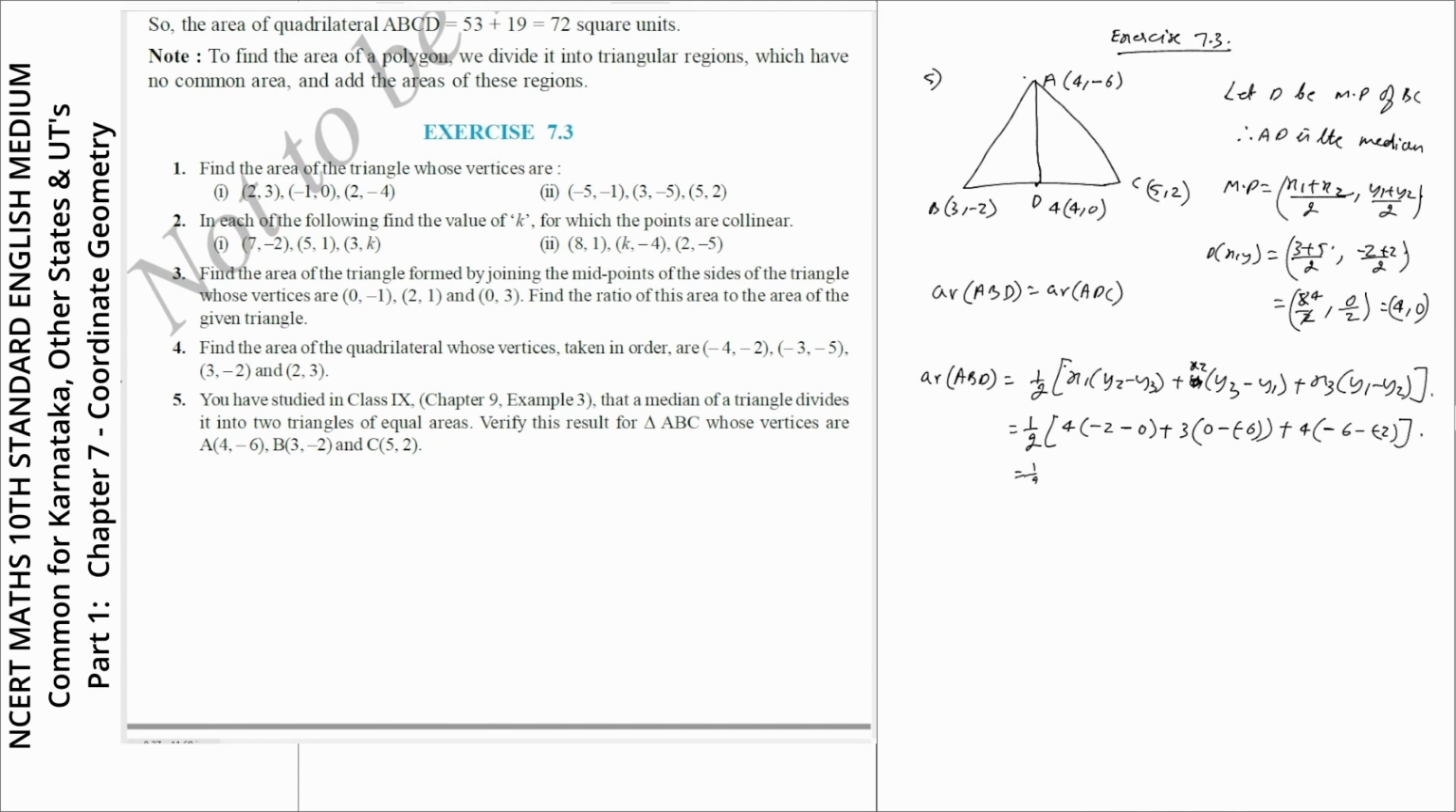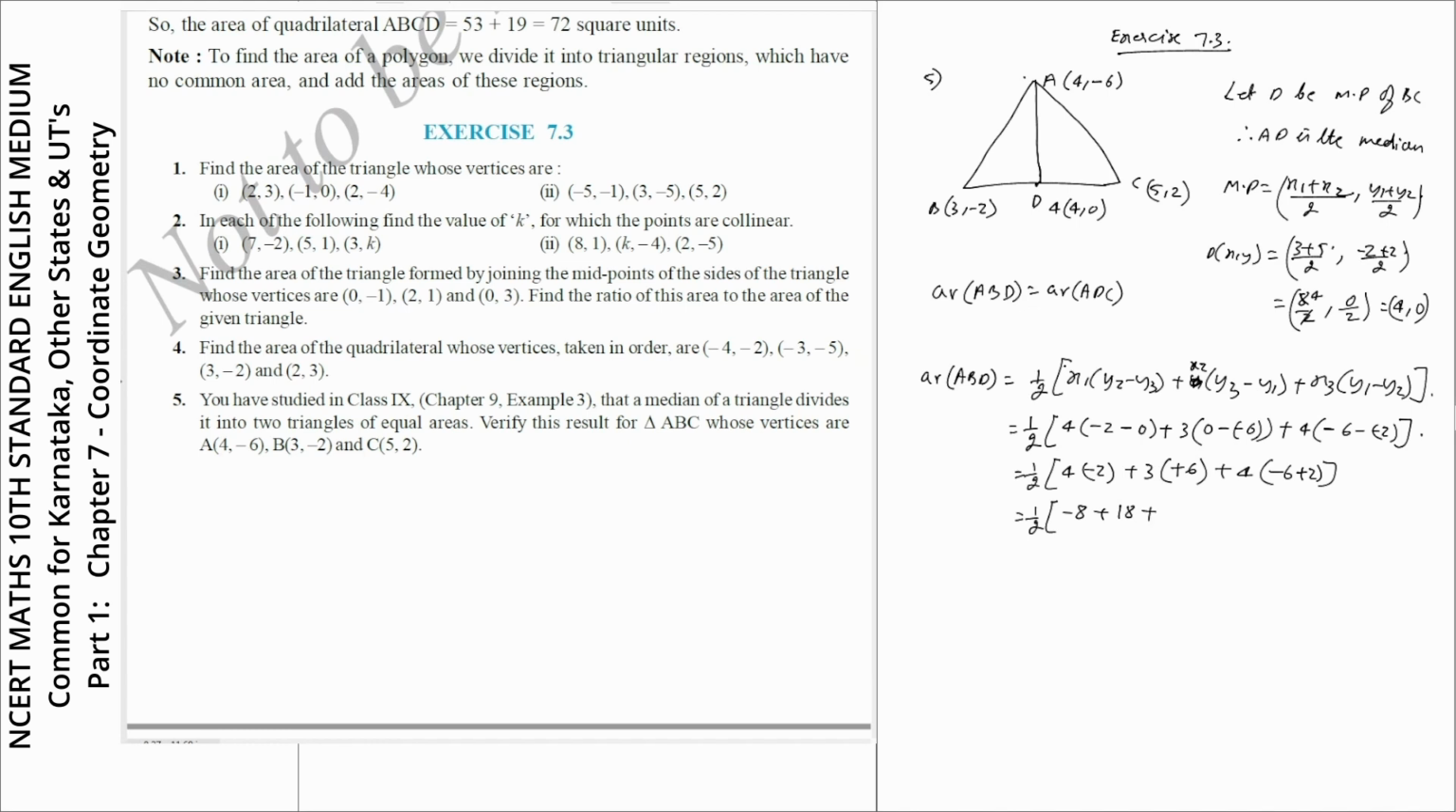So this is equal to half. So minus 2 minus 0 is minus 2 only, plus 3 into 0 minus of minus 6. Minus of minus 6 is plus 6, so plus 6 plus 4, so minus 6 minus of minus 2 is plus 2. So this is equal to half. So here 4 2s are 8, so minus 8 I will get, plus 3 6s are 18, plus 18.